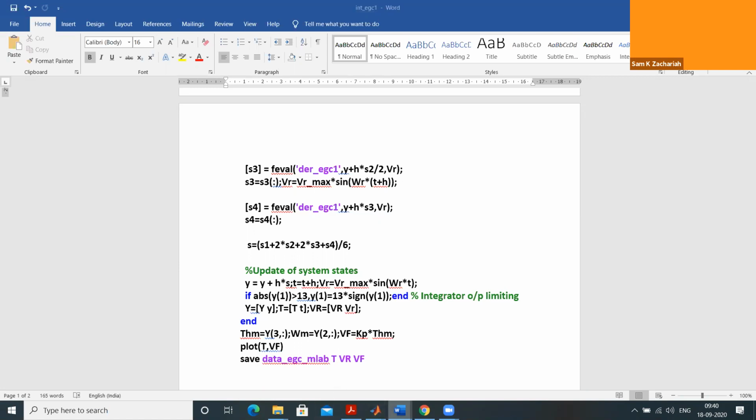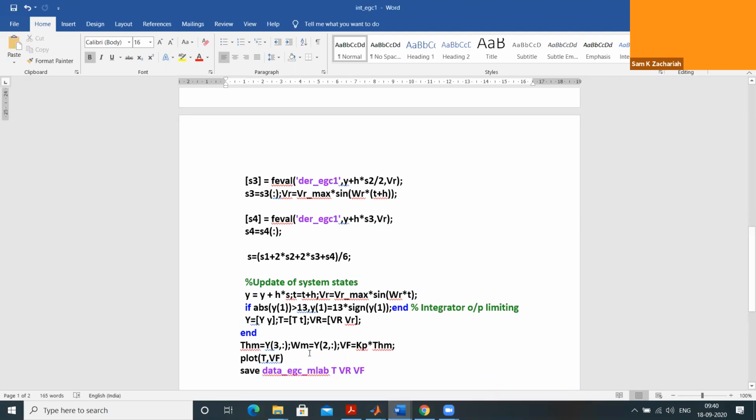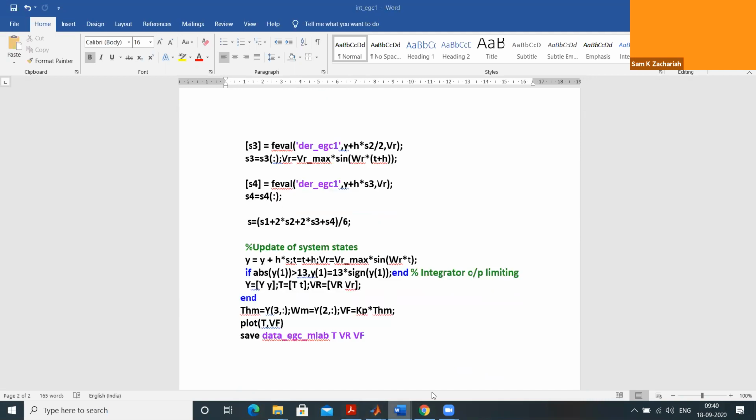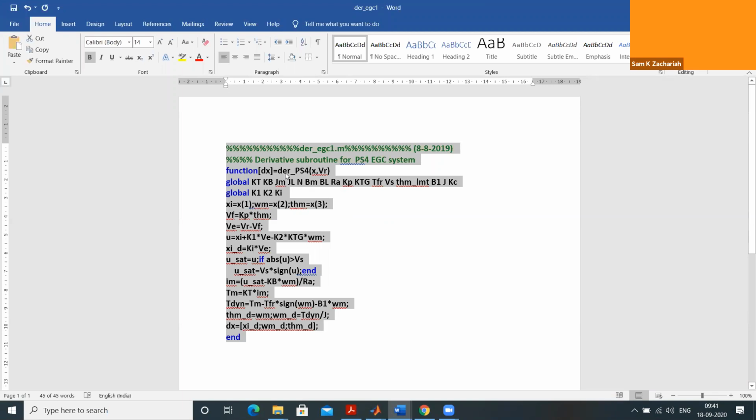Along with this, we have the derivative routine. This is a derivative program. And at every step of the Runge-Kutta algorithm, to find out the slope, we will call this derivative routine. There also you see the global is there. Then what we passed on is the current value of the state, which we refer to as y; here I am getting it as x.